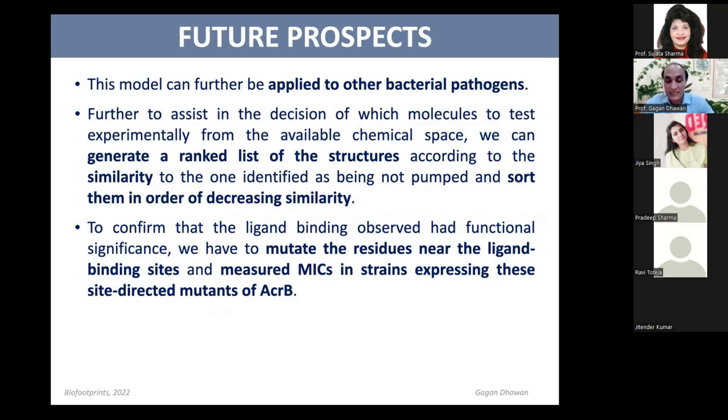यही हम चाहते हैं, हम नहीं चाहते ज़्यादा से ज़्यादा molecules को हम preclinical टेस्टिंग पे लेके जाएं, एनिमल सैक्रिफाइस करें. कंप्यूटर का बेनिफिट यही है कि हम किसी तरीके से उस काम को रिड्यूस कर दें. So we want to generate a rank list of structures according to similarity. अब आप देखिए आपके मॉलिक्यूल में सिमिलैरिटी क्या है at the structural level, जो पंप हो रहे हैं और जो पंप नहीं हो रहे, and then sort them in order of decreasing similarity, and then to confirm that the ligand binding observed had functional significance.